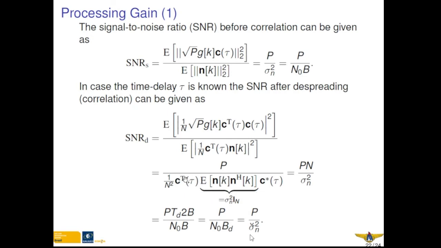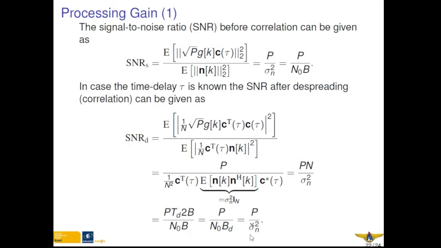And in the end, we have 1 over n times C transpose times C transpose conjugate. In our case, C is real, so the conjugate has no influence. This is 1 again, so we remain with sigma n squared divided by n. And that's why we have Pn times sigma n squared. Here we already see that the SNR is increased by a factor of n after the despreading.